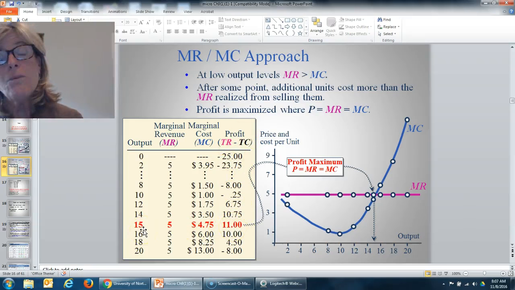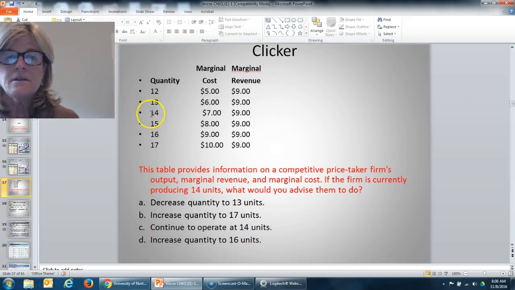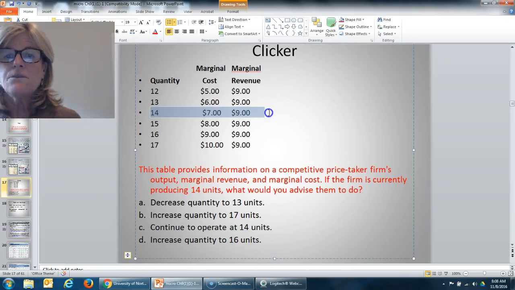All right, so try and do this one. Table provides information on a competitive price taker firm. They've identified what chapter I need. Table provides information on competitive price taker firm's output, marginal revenue, and marginal cost. If the firm is currently producing 14 units, what would you advise them to do? They're currently producing 14 units. So at 14 units, their marginal revenue is 9 and marginal cost is 7.